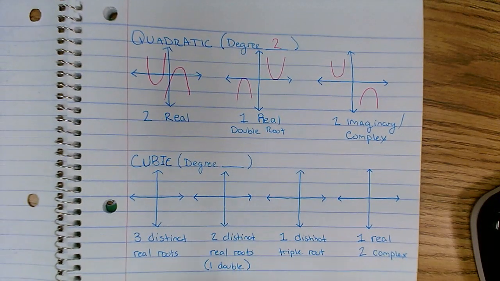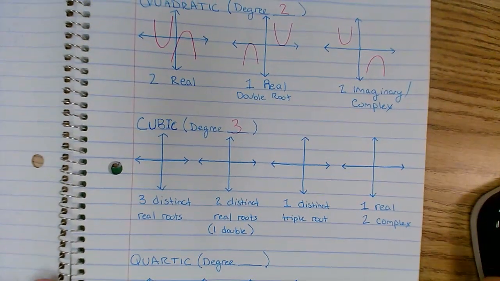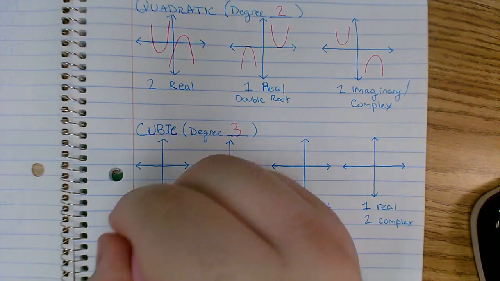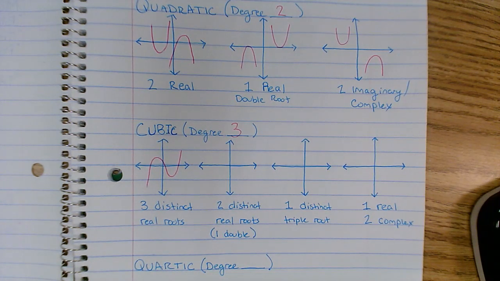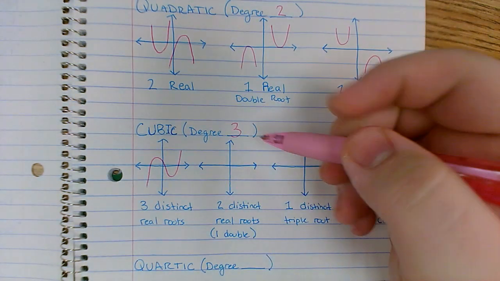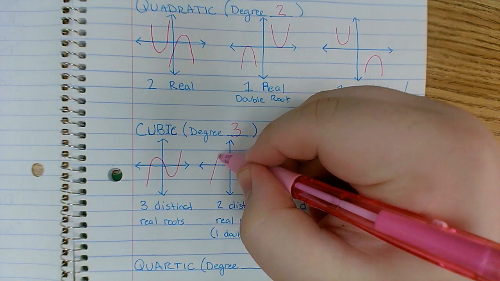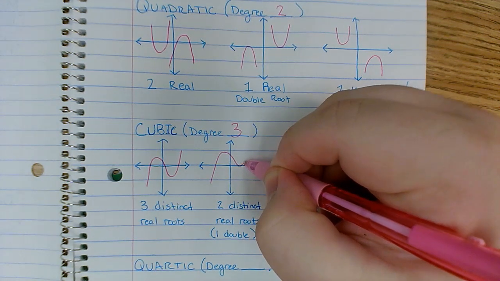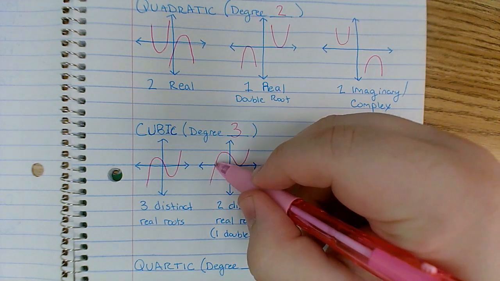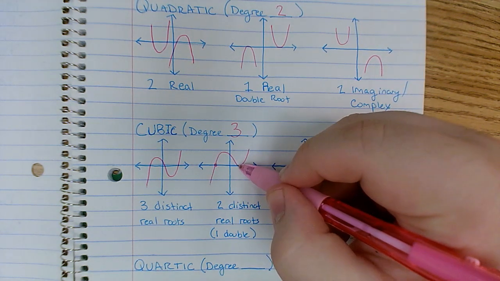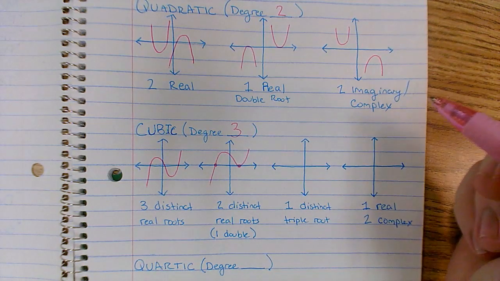Cubics are degree 3 polynomials. You could have 3 distinct real roots, where it goes through the x-axis 3 times. You could have 2 distinct roots, but they're both real, but one of them's a double root. So this is like that multiplicity thing, right? It's going to go through the x-axis once, but then bounce off the x-axis the next time. This is the one root. This is the other double root, where it bounced.